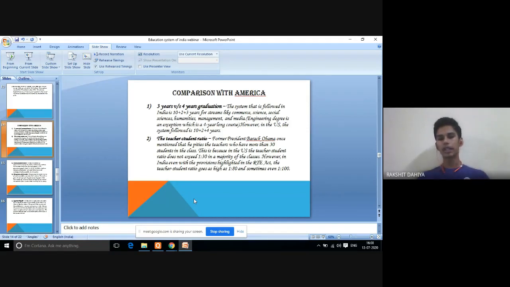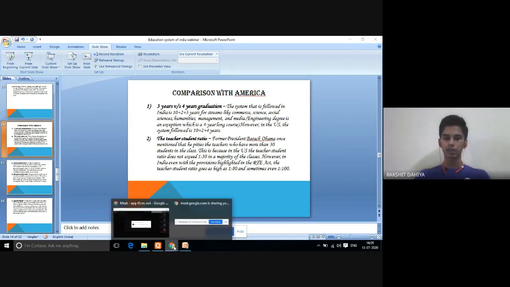But what if we see that India has a ratio of 1:80 and sometimes even 1:100? So this is the problem in the education system, that the government should build more schools so that the ratio can be decreased, not to 1:30 perhaps, but it should decrease to 1:50. That would be very helpful for each and every one of us.